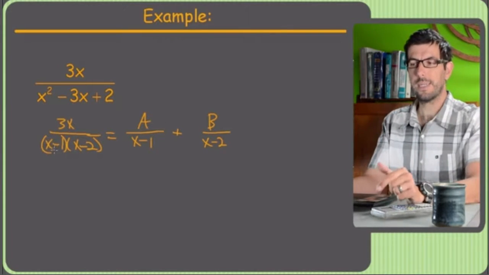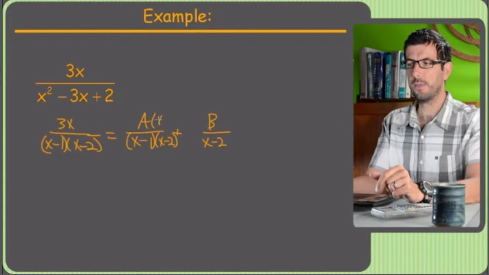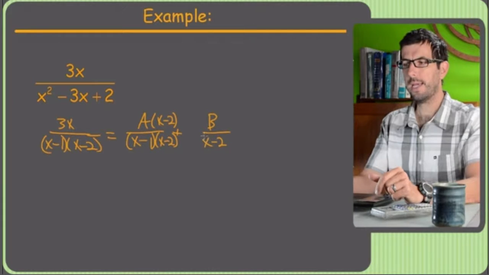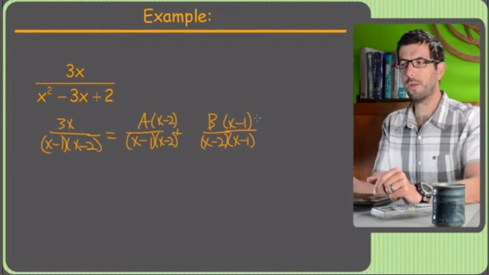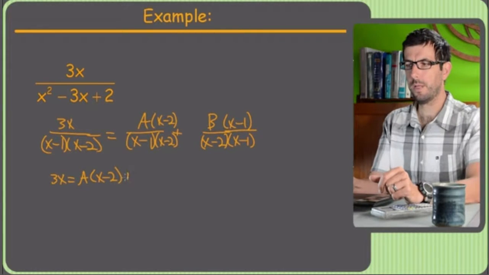My common denominator is x minus 1 times x minus 2, but this one right here only has an x minus 1, which means it needs an x minus 2. Of course, I can't do that to the denominator without doing that to the numerator. Now this guy has an x minus 2, but he needs an x minus 1. Alright, so I think I'm ready to go. At this point, I'm just going to set my numerators all equal to each other. So I will get 3x equals A times x minus 2 plus B times x minus 1.